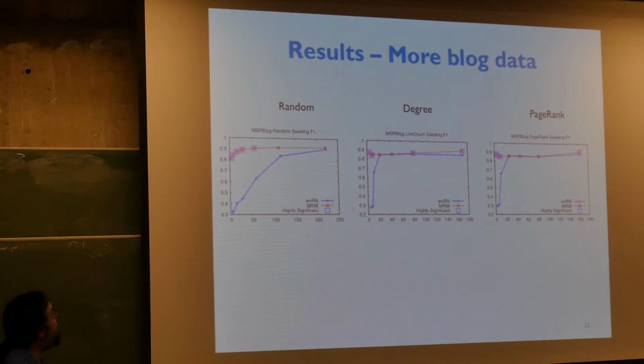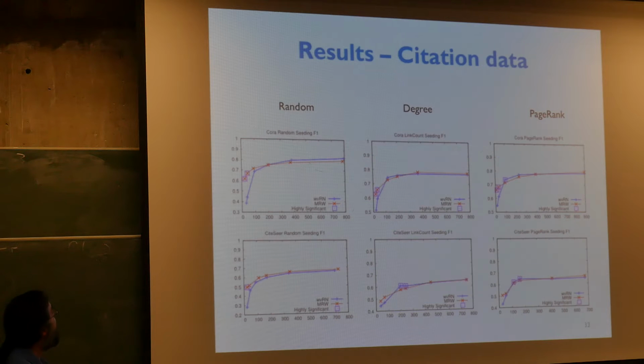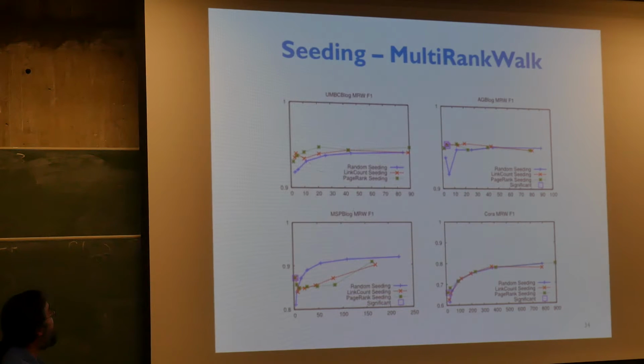Here's another data set where we get the same kind of pattern. These are not blog data sets, but citation data sets. And again, we're seeing roughly the same thing. So particularly when you're looking at a relatively small number of examples, the best thing to do is use MultiRankWalk. And usually the best thing to do is use the page rank seeding. So this is a little bit clearer. This is using the page rank seeding. That's the green line in each of these cases.